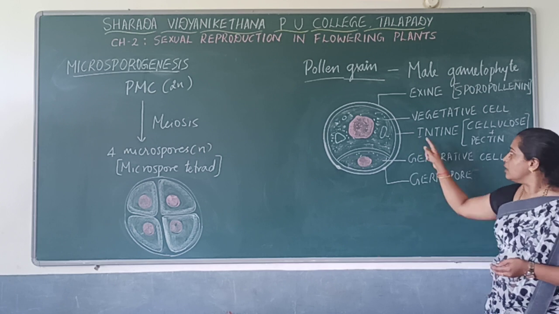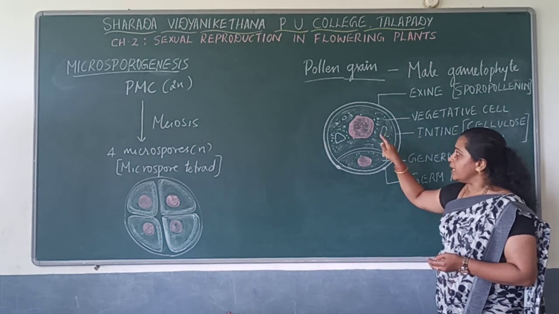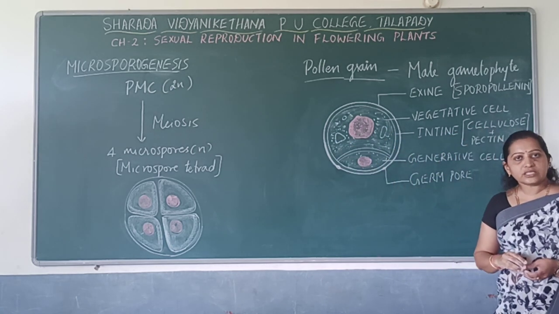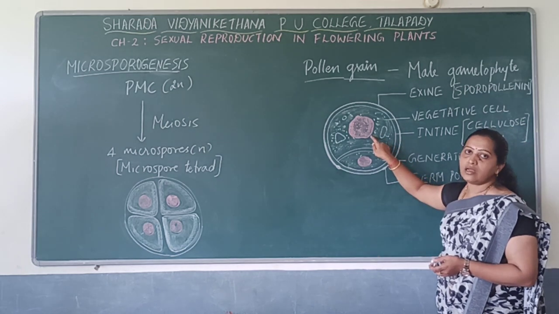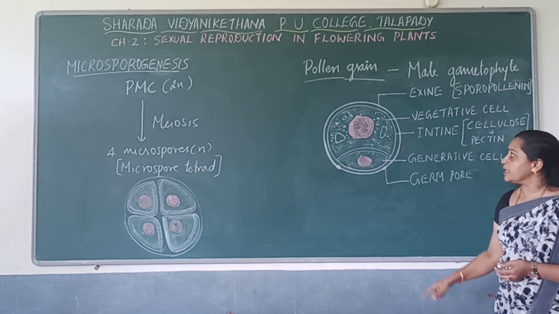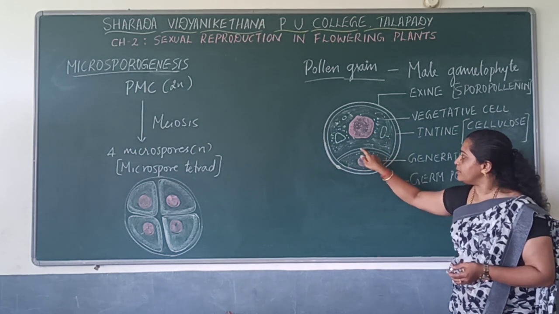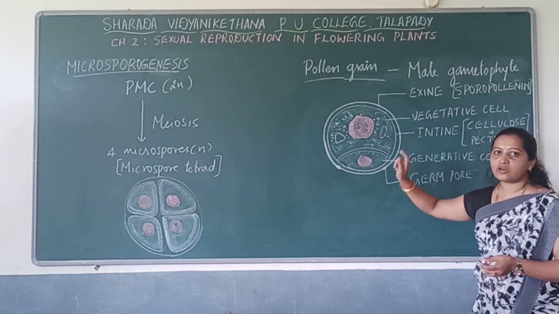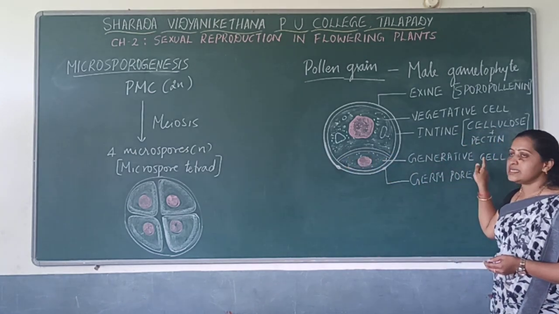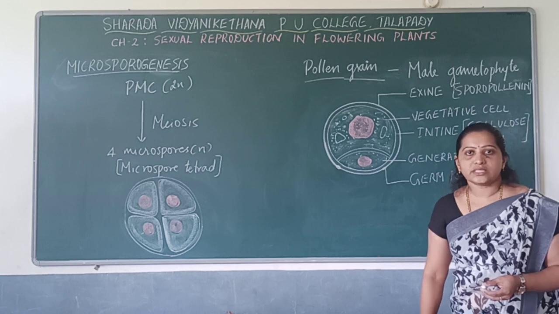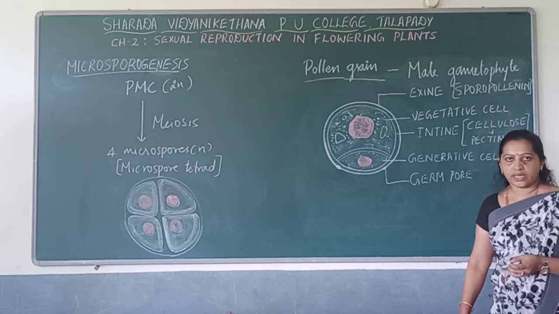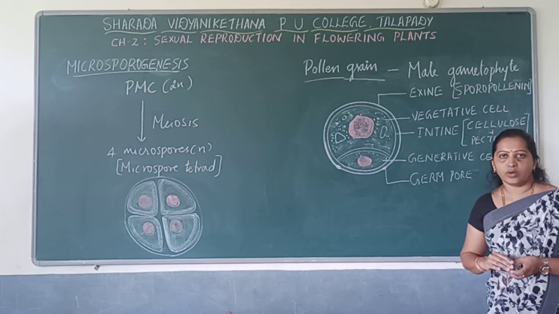So how is a vegetative cell? The vegetative cell is larger. It has densely filled cytoplasm, vacuoles as well as food material and an irregular nucleus. Found floating in the cytoplasm of the vegetative cell, there is a small spindle-shaped cell known as the generative cell. The generative cell has densely filled cytoplasm as well as a prominent nucleus. So this is the structure of pollen grain.